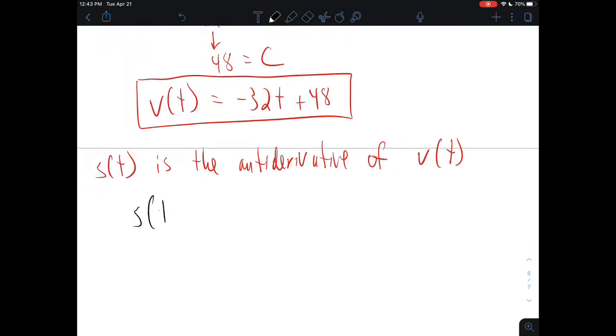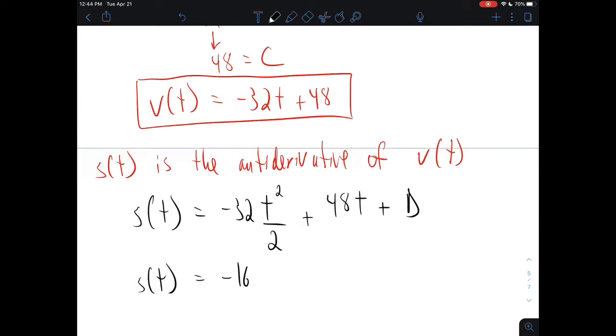So then s of t, very similar to some previous examples. Again, we're using some power functions here. I'd have negative 32, the constant, and then t, it was t to the first, but now I raise the power to the second, but then I divide by that new power. Plus 48, that's a constant, so the antiderivative will be that constant times the independent variable, and then plus another arbitrary constant for this antiderivative, just like the last example. So then s of t is equal to negative 16 t squared plus 48t plus D.